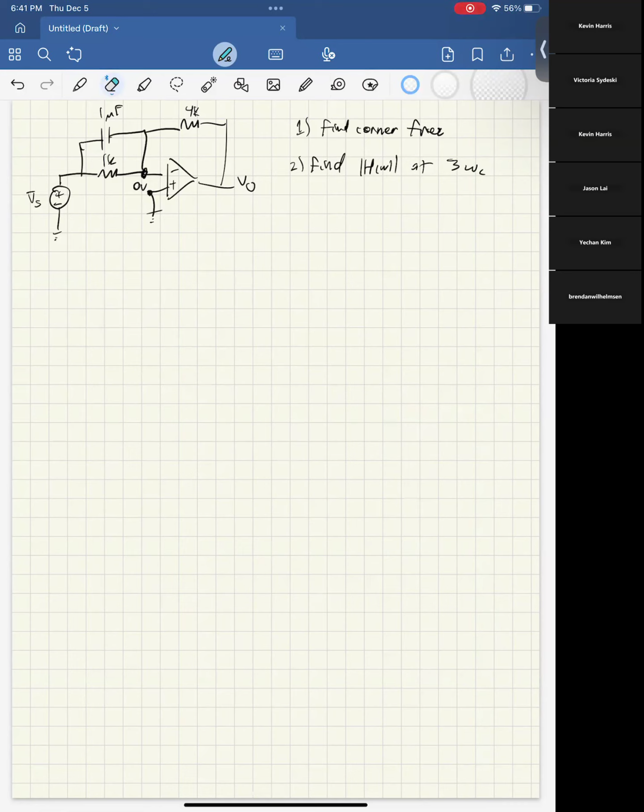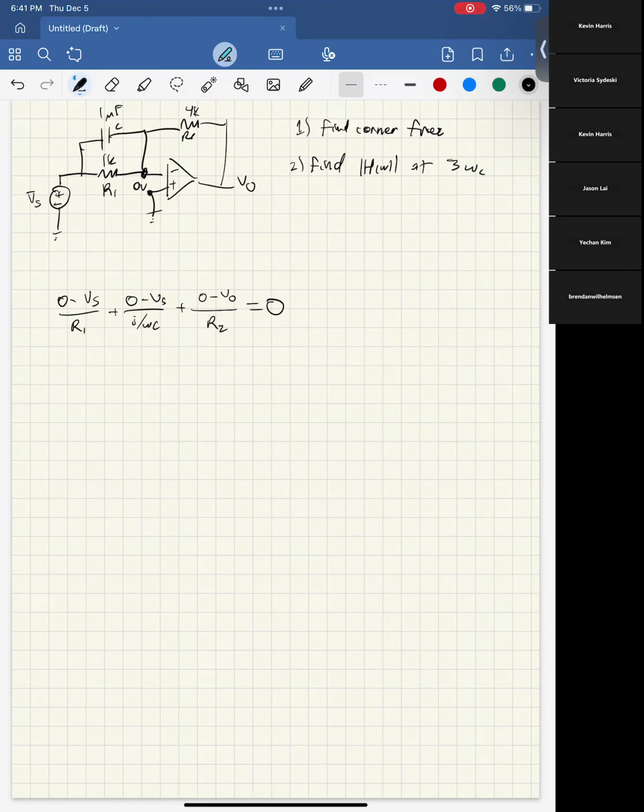The answer key that I have, that I am making sure I don't mess up off of, did it all in variables, which is kind of more useful to see, I think. So we have 0 minus Vs over R1. This is R1, this is R2, this is C. So 0 minus Vs over R1 plus 0 minus Vs over J over omega C plus 0 minus V out over R2 equals 0.